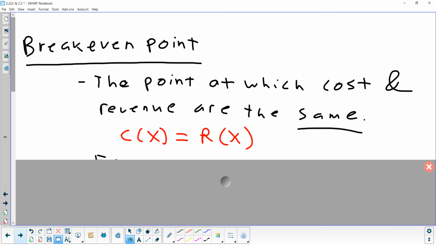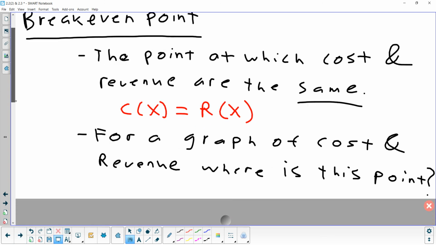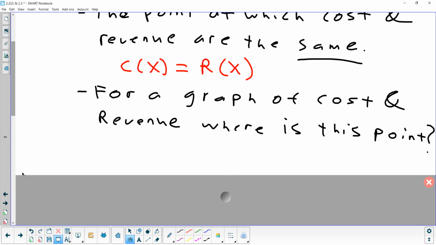So after that, would you make money, like going upwards? Yes. Make a profit? Yep. So anything after the break-even point is profit, anything before the break-even point is loss. So we already kind of answered this, but when you're looking for the break-even point on a graph, it's where the two graphs what? Yep. Intersect. It's where they intersect. We kind of already mentioned that. So for a graph of cost and net revenue, where is this point? It is where the graphs intersect.